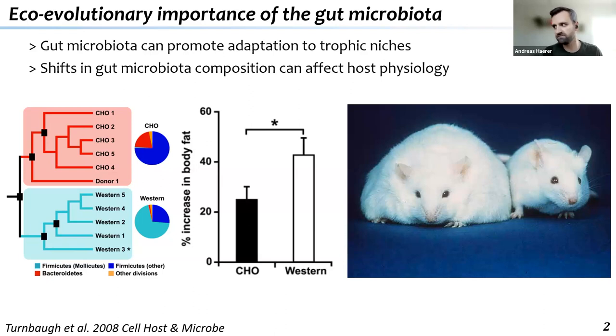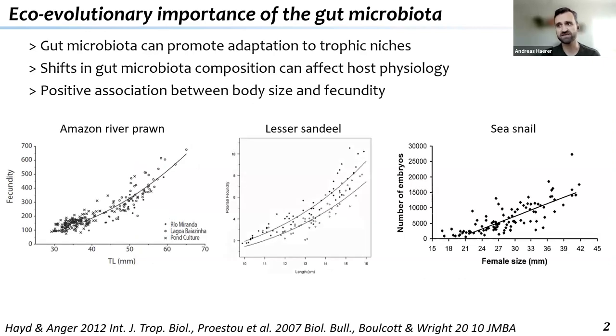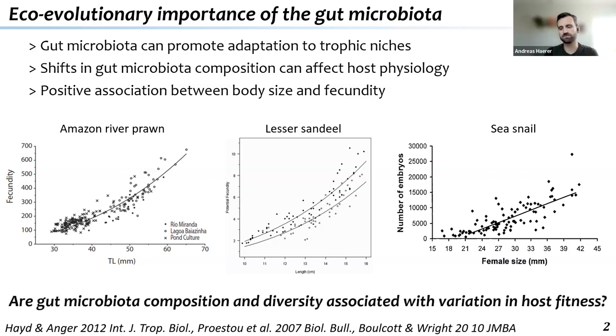And while making slightly overweight mice in the lab might be fun, there's not really any ecological or evolutionary implications here, but we know that in many species, there's a positive association between body size and fecundity. So that means that generally larger individuals have a higher reproductive success. And if you take this together with the previous information that the gut microbiota can affect weight gain, this poses the question of whether gut microbiota composition and diversity might be associated with variation in host fitness. And here, body size would be a proxy for fitness.